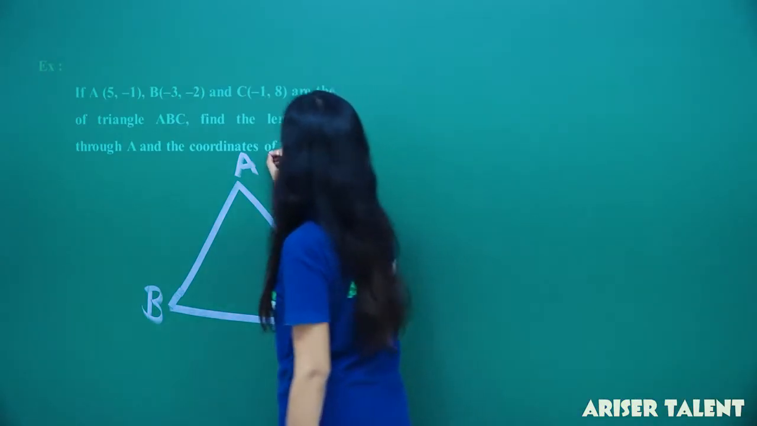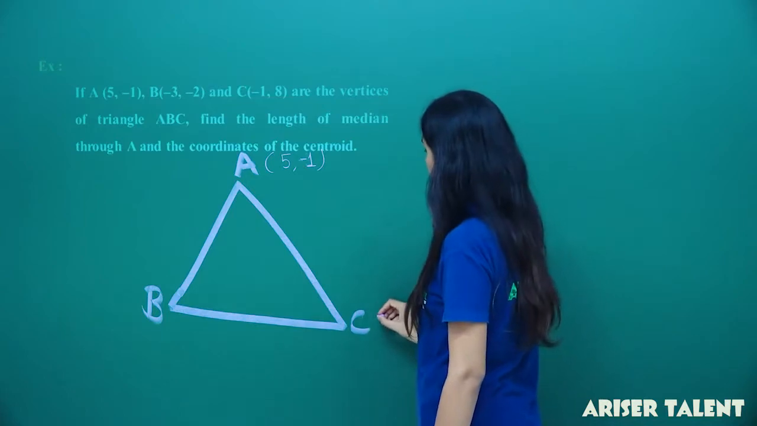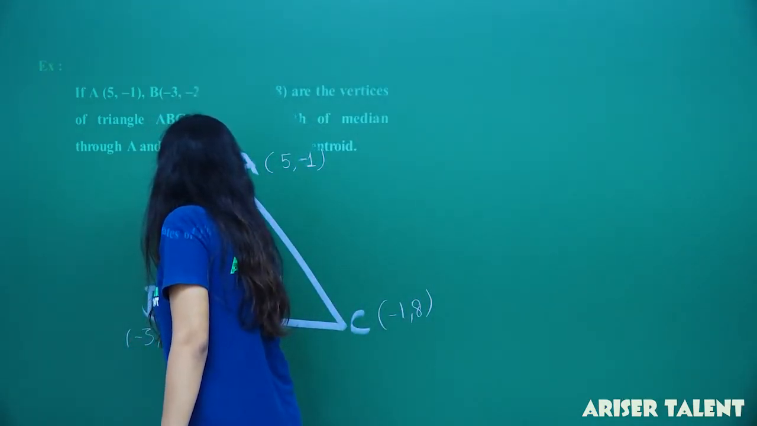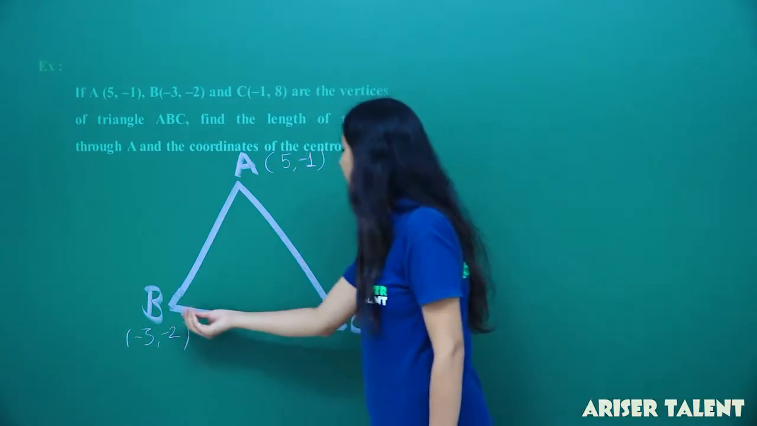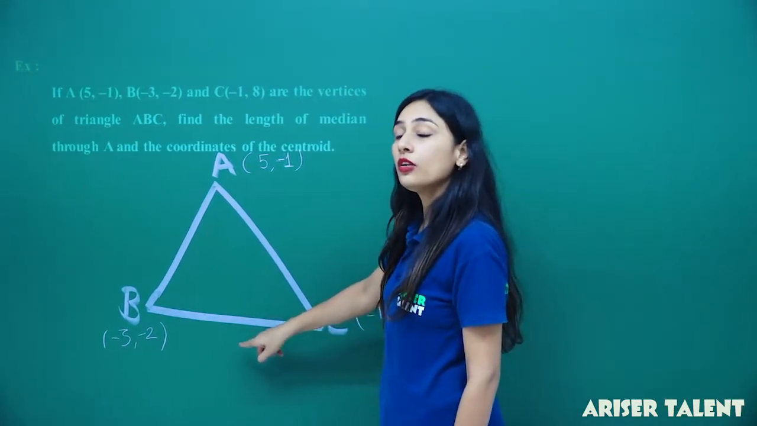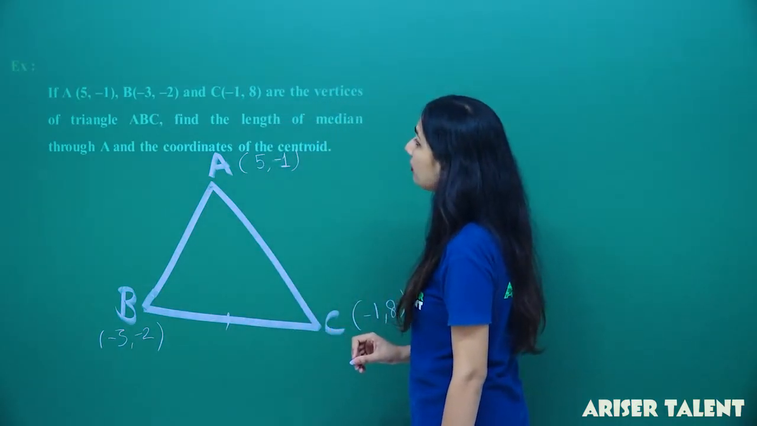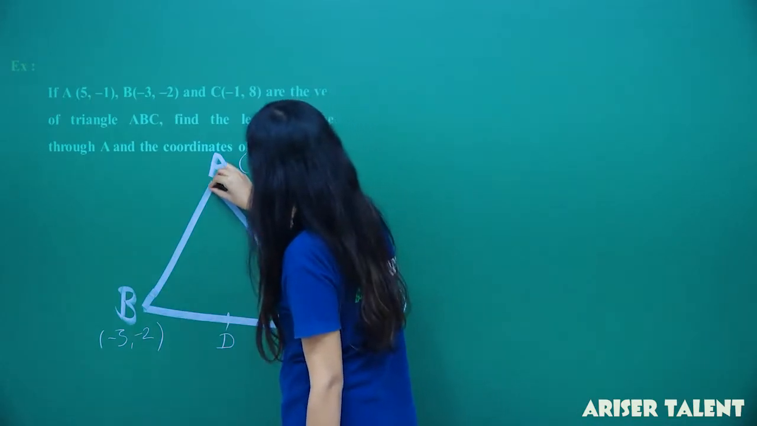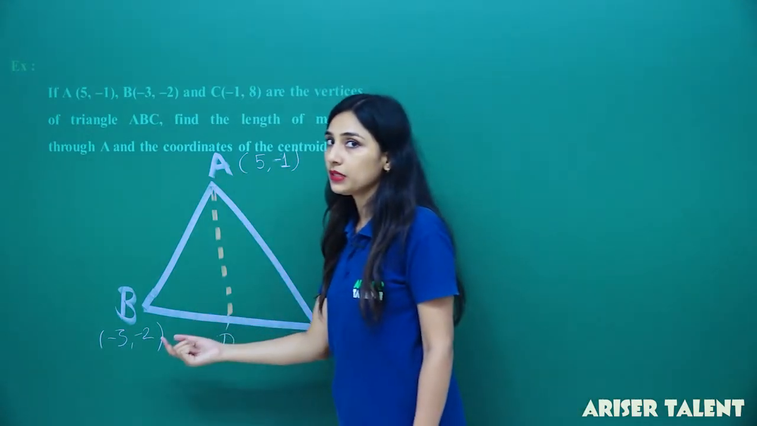The given coordinates are 5, minus 1 for A, for C it is minus 1 and 8, and for B it's minus 3 and minus 2. Find the length of the median. Now, what do you mean by median? Median through A: this vertex is A, and we will have a median on BC. The median on BC means you are having a midpoint here, and you can name it D. Now this is your median. AD is your median that divides BC in two equal parts, that is BD and DC.